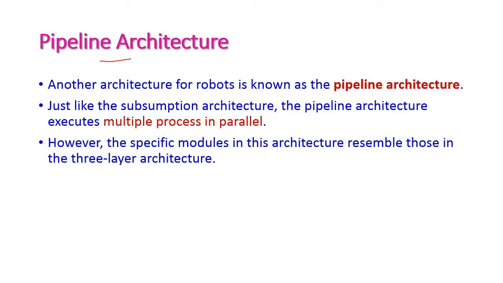The next one is pipeline architecture. This is another robotic software architecture. It combines the subsumption architecture and three-layer architecture, because the processes will execute in parallel in this pipeline architecture. Pipeline means all the processes will execute simultaneously, isn't it? So it combines the subsumption architecture as well as the three-layer architecture.